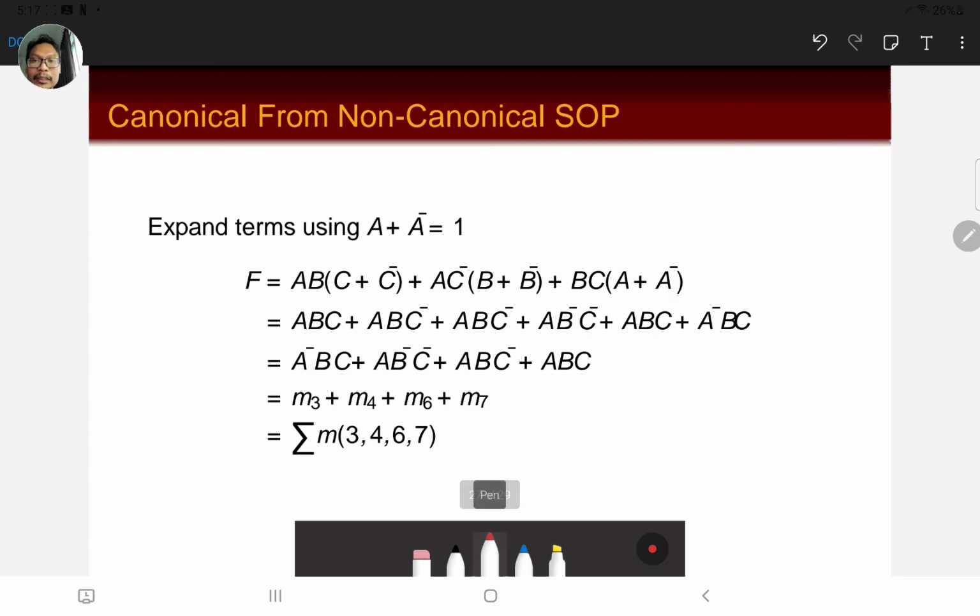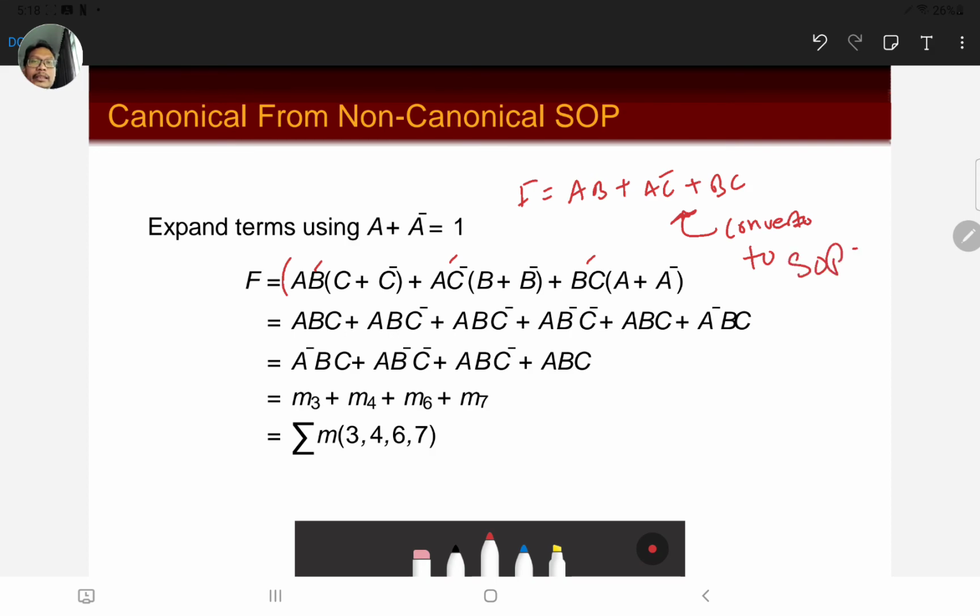Now if given a Boolean equation, for example F equals AB plus AC bar plus BC, this here is a non-canonical SOP. It is also a sum of products, but it's non-canonical. So how do we convert a non-canonical SOP into a canonical SOP? We can write it like this.